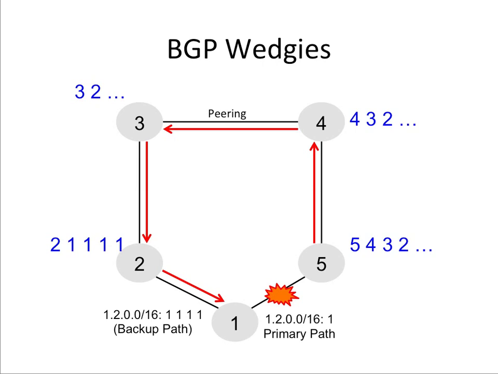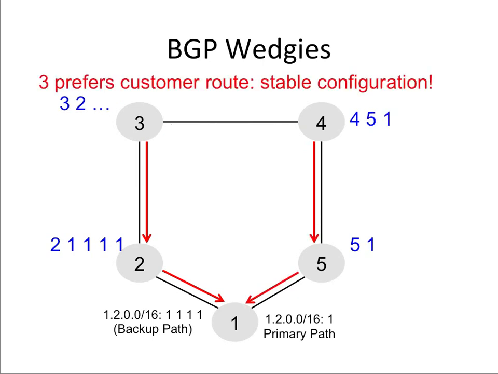Now let's say this link 1.5 comes back up after some time. What is the desired behavior in that case? Did 5 discover the shorter route? Yeah, it starts advertising the shorter route. In this particular case, though, even though 5 discovers this shorter path and starts advertising it, it turns out the path from autonomous systems 3 and 2 will not change. Are you convinced that's the case? Why is that? It turns out 3 and 2 will continue to use the backup route, even though the primary link is up.